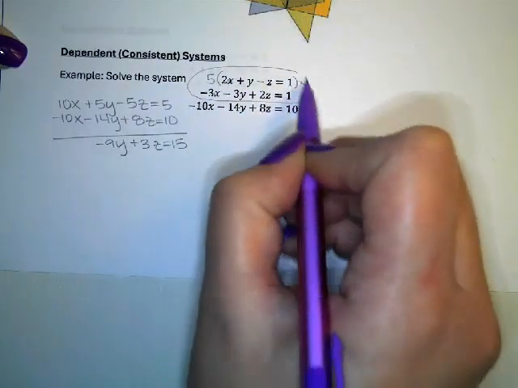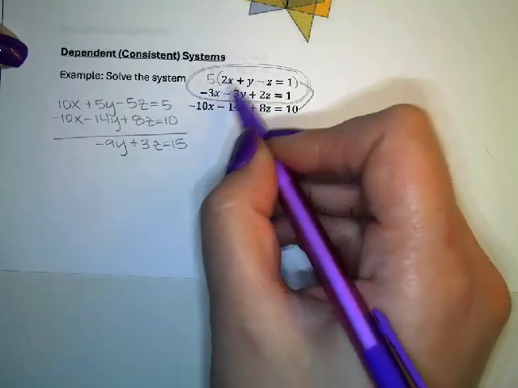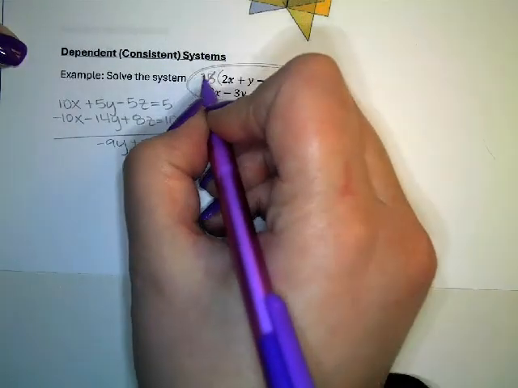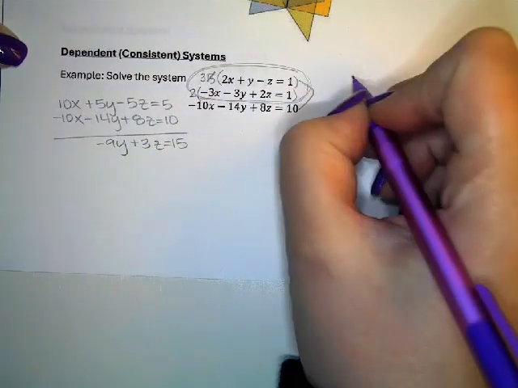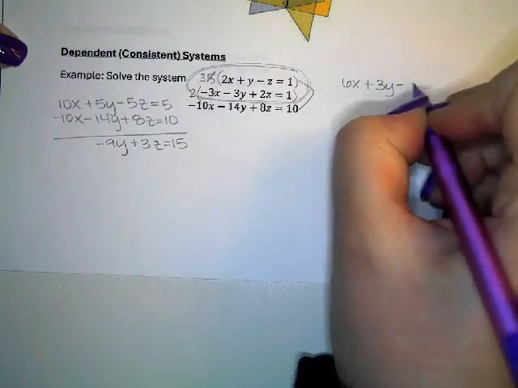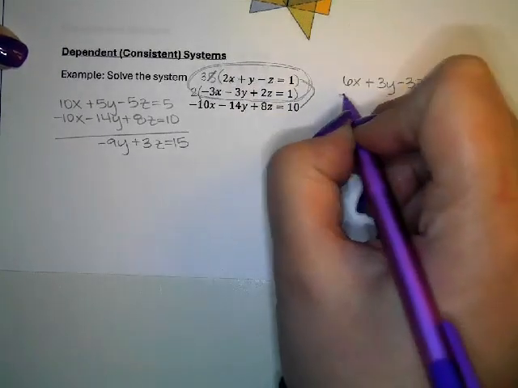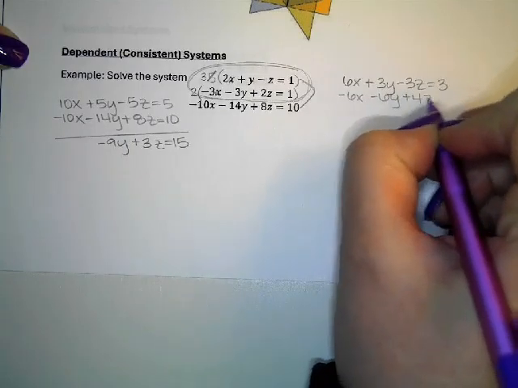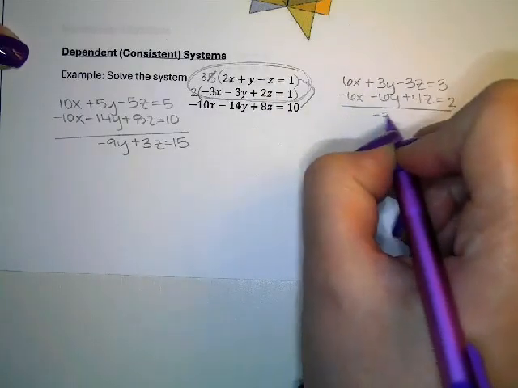x. And so I'm going to take these and I'm going to make them both 6 so that they can eliminate. So I'm not going to multiply by 5. I'm going to multiply by 3 on the first line, and I'm going to multiply by 2 on the second line. So if I multiply by 3, I get 6x plus 3y minus 3z equals 3. And when I multiply by 2, I get negative 6x minus 6y plus 4z equals 2. Those cancel. Negative 3y plus z equals 5.